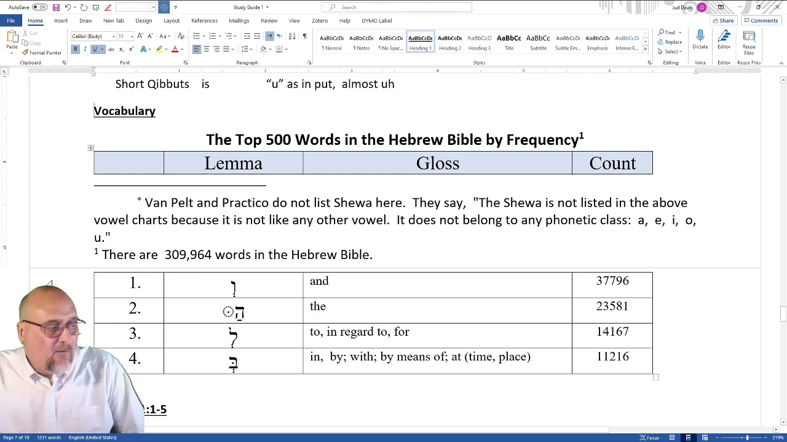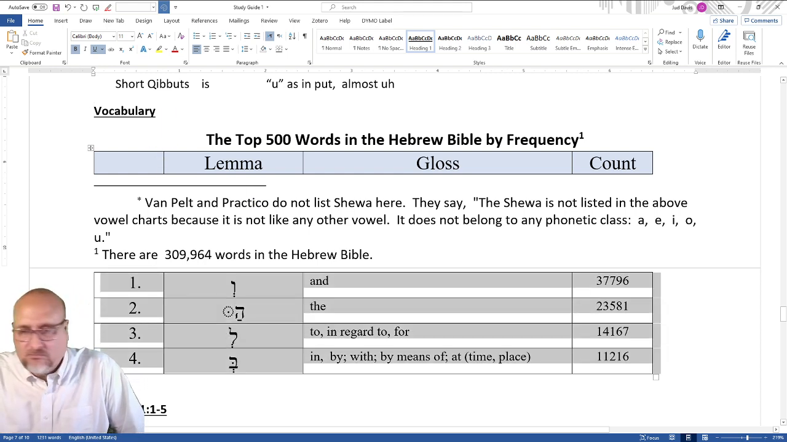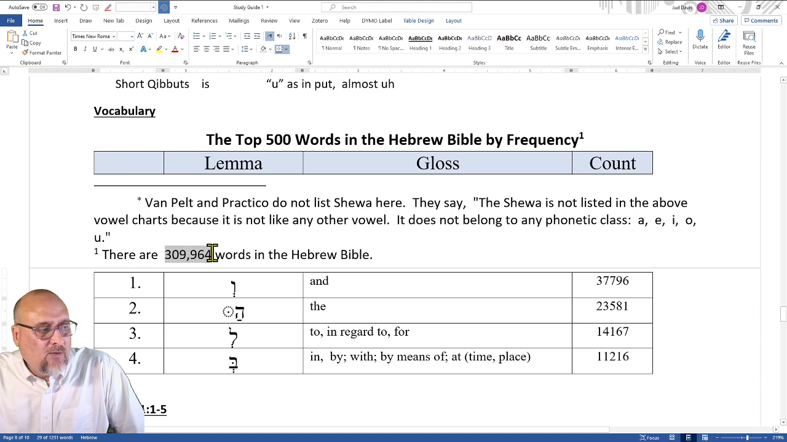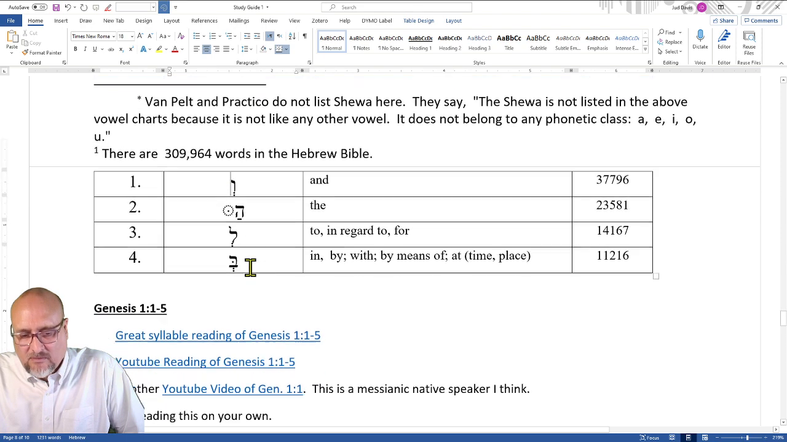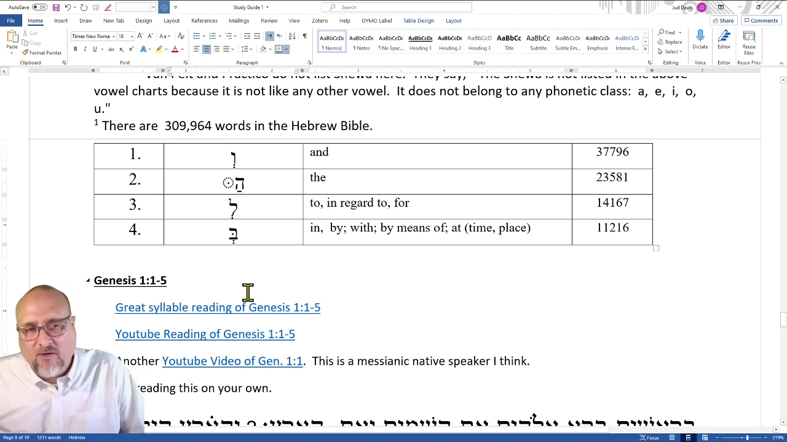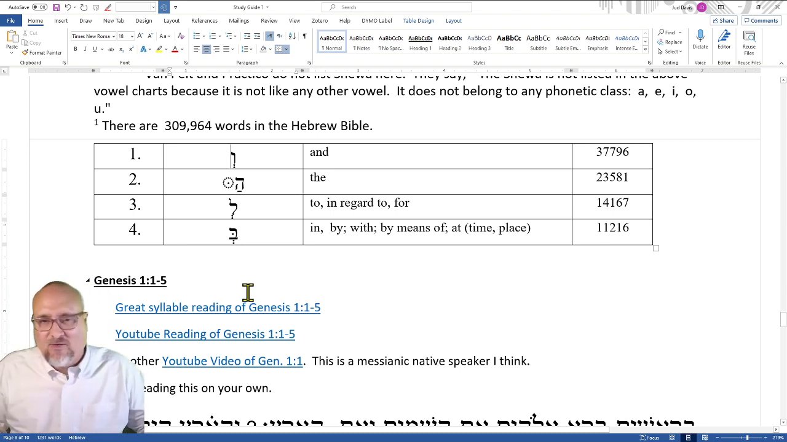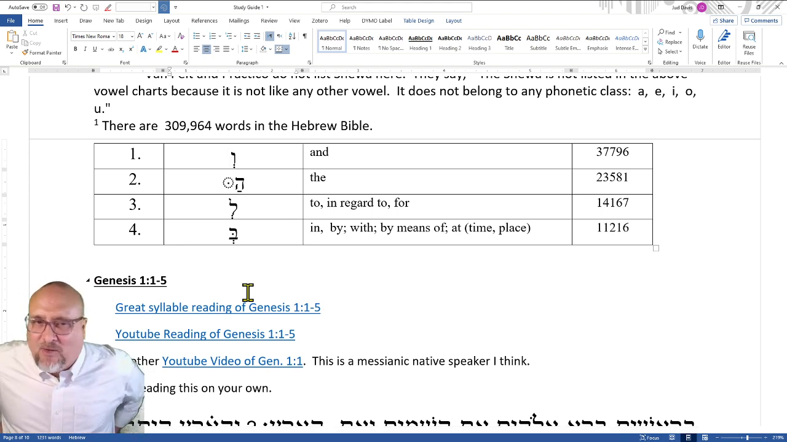But we're going to learn our first 4 Hebrew words. And in the Hebrew Bible, there are 309,000, almost 310,000 words. We can memorize almost 40,000 of those words if we'll memorize that "ve" means "and." So you tell me, how important would it be to memorize this list? What percentage would that be? Is that like 10% of the Hebrew Bible?